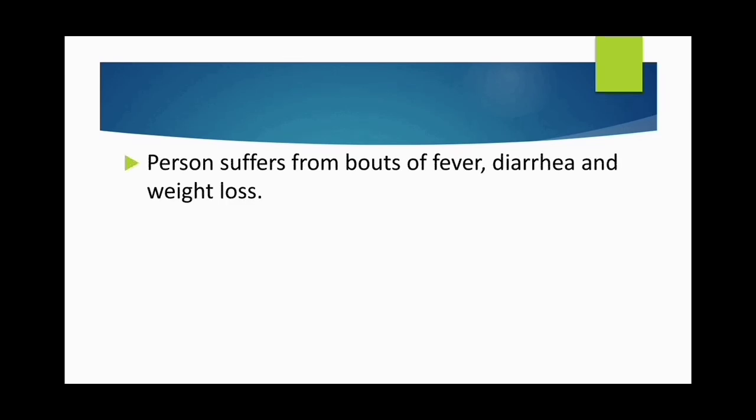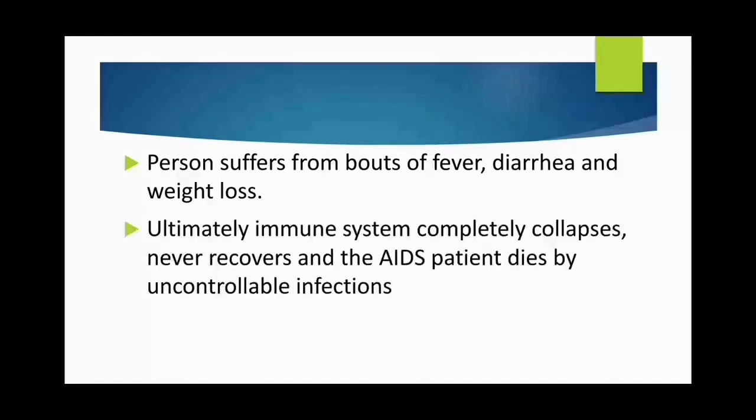As the person loses more T cells, immunity becomes very weak. And the person frequently gets fever, diarrhea and weight loss. As this stage progresses, we know the stage is called AIDS. The immune system completely collapses and finally the person dies with uncontrollable infections.